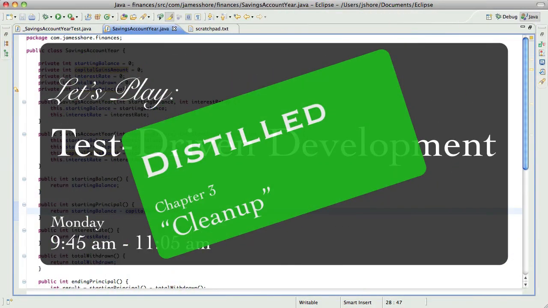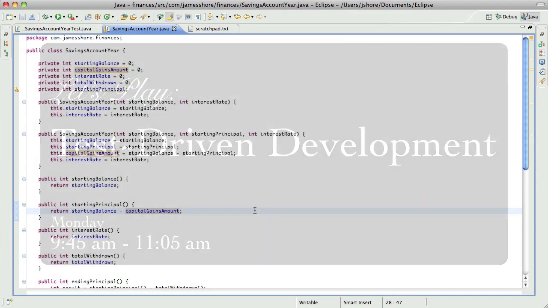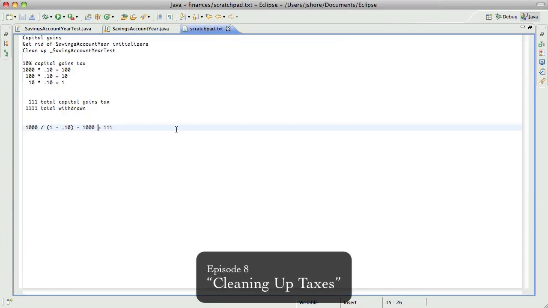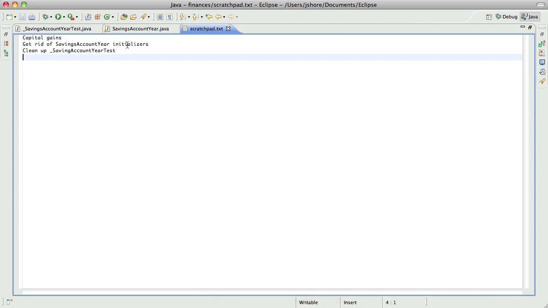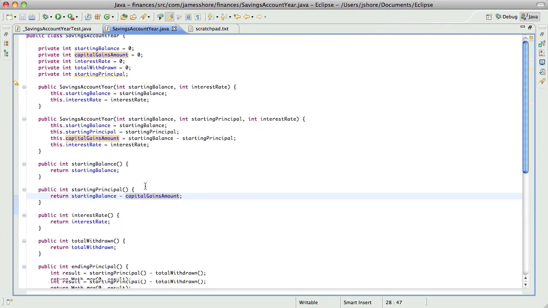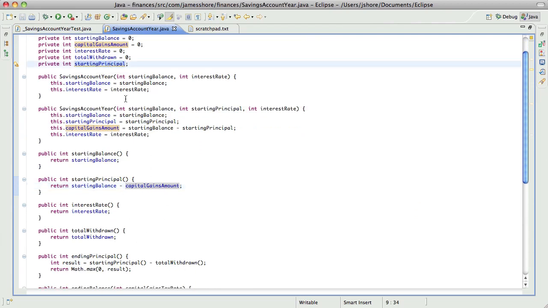Last time we finally got our capital gains tax calculation working properly, and now we need to do a lot of cleanup. It's just gotten ugly out there. Our tests aren't very clear. Our code is wonky, like we've got this local variable that isn't used. We're passing in the starting principal, but then calculating the capital gains amount. It's all quite messy, and I want to fix it.